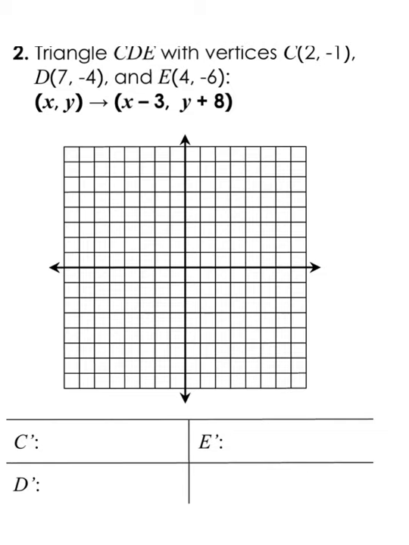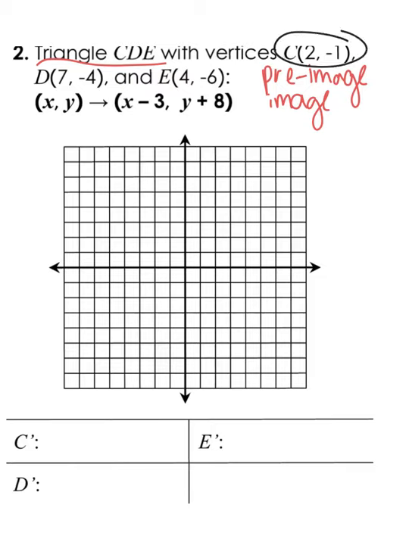Remember, the first step is you need to actually plot what the pre-image is in order to then plot the image, okay? So a couple things here. This says it's a triangle CDE, so we're going to make this triangle CDE. So I need to plot all 3 of these points. So for point C, it says 2, negative 1. So I'm going to go over 2, down 1. And then label that C. I think I'm going to move the C. Let me put it on top.